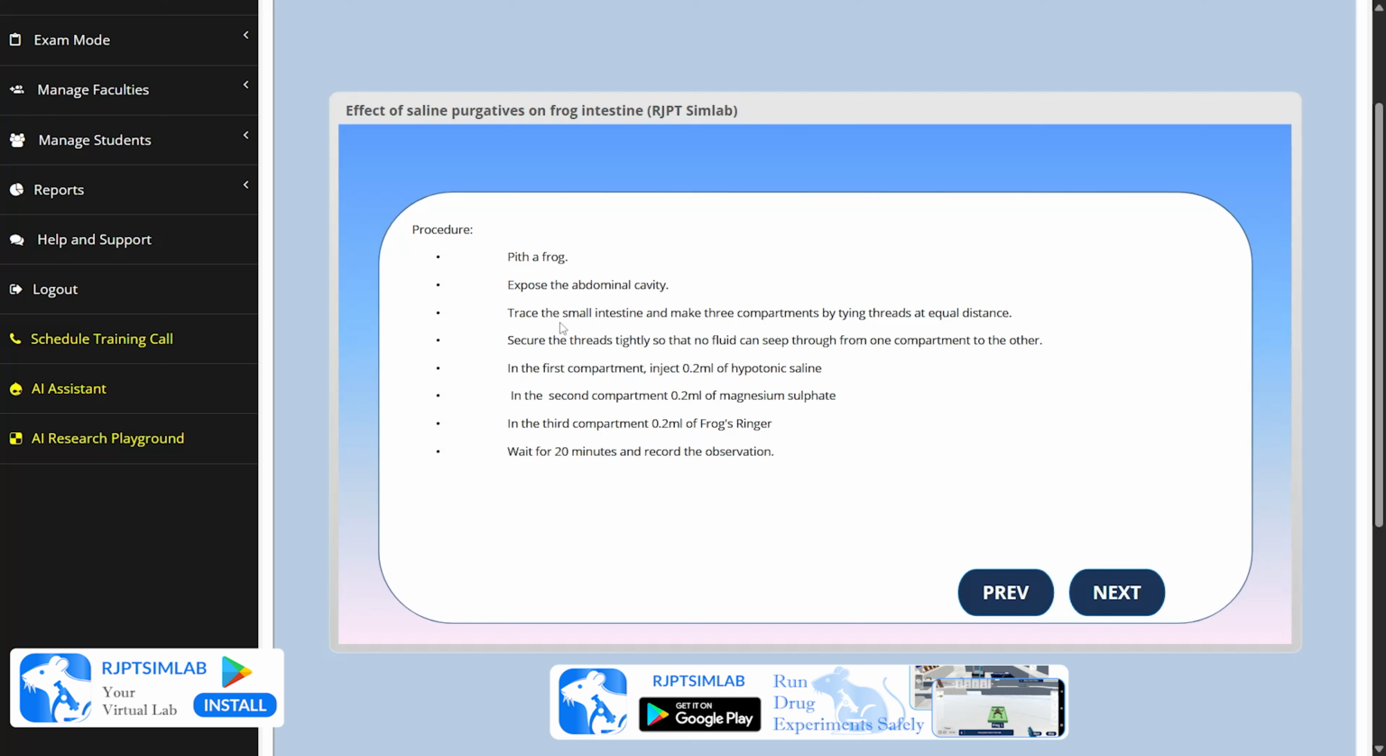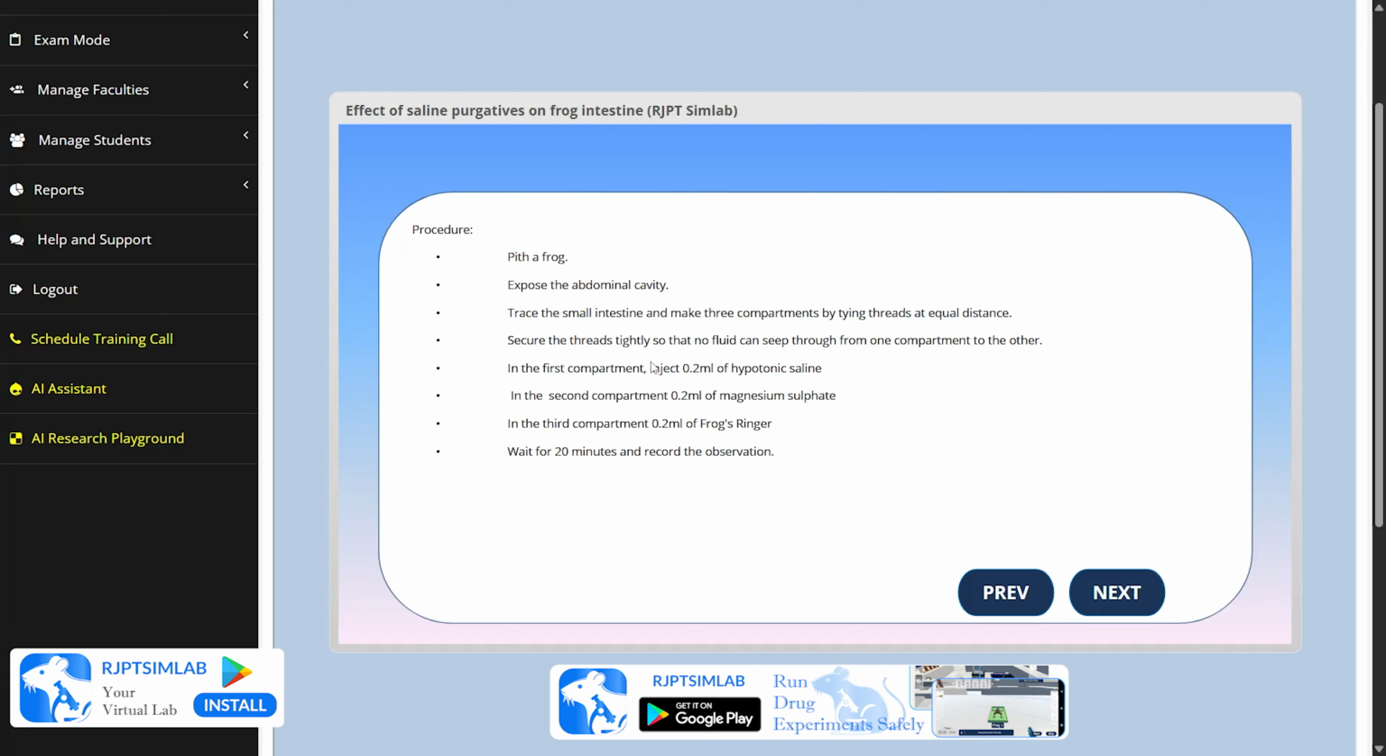Cavity is the hole. So trace the small intestine and make three compartments by tying threads at equal distance. We have to place it out with the help of forceps, and then make three compartments of this small intestine and tie threads at equal distances. Then secure the threads tightly so that no fluid can seep through from one compartment to another, and the water is kept in each compartment.